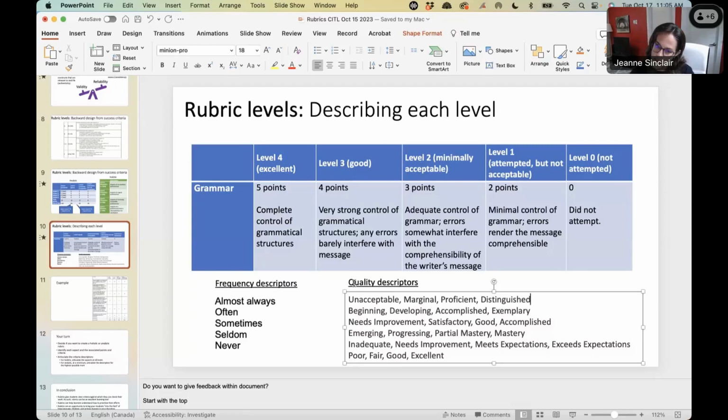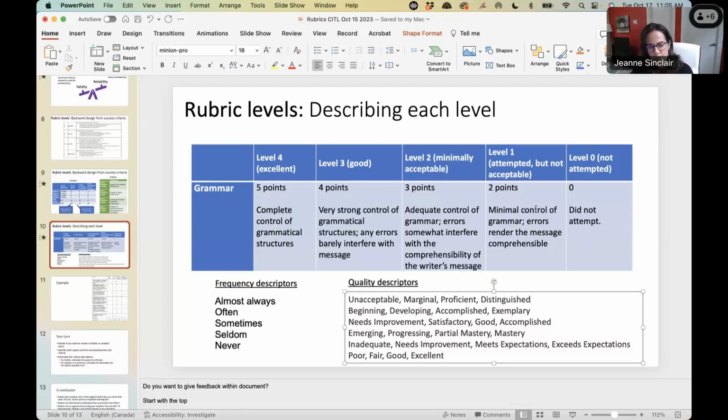I don't always do this, and even in the examples that I shared with you in the Google Drive, I don't always do this. And I haven't had too many problems. I think it's most important to articulate the top level, to articulate what the goal is, so students have an understanding of what your expectation is. If you articulate the other points along the continuum, that's great, but most importantly, they need to know what the expectation is.